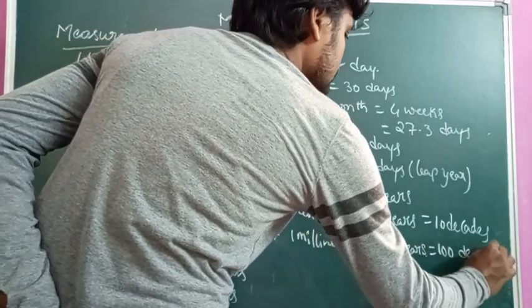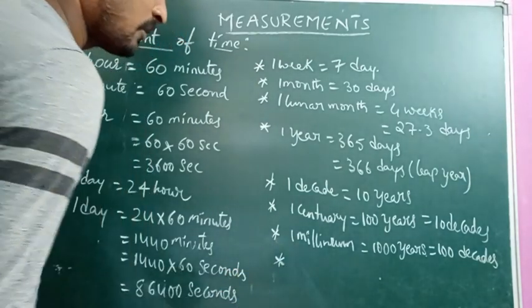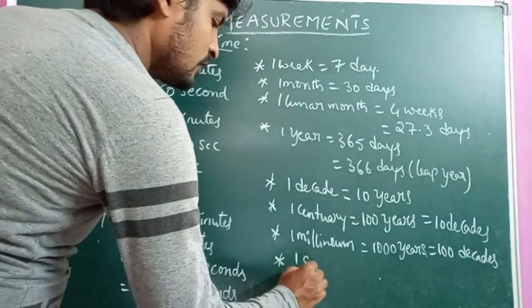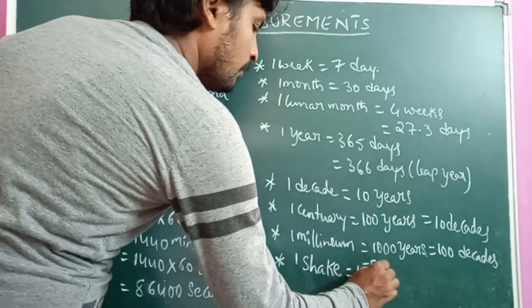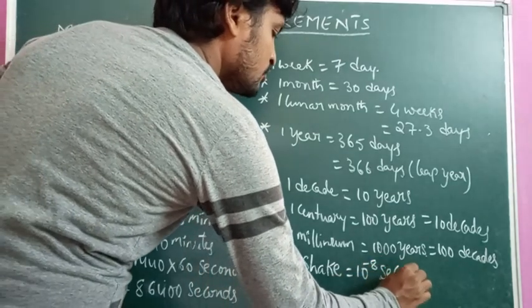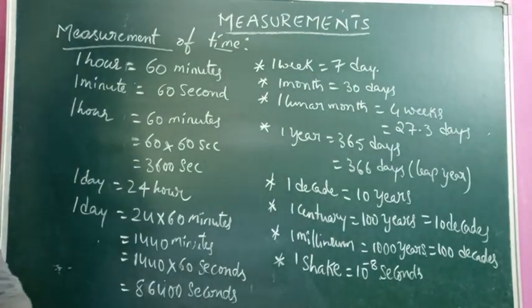So finally these are the values for the time conversions, and it also has one submultiple value, that is one shake. One shake is equal to 10 power minus 8 seconds. So these are the values regarding the measurement of time. Okay. Thank you.